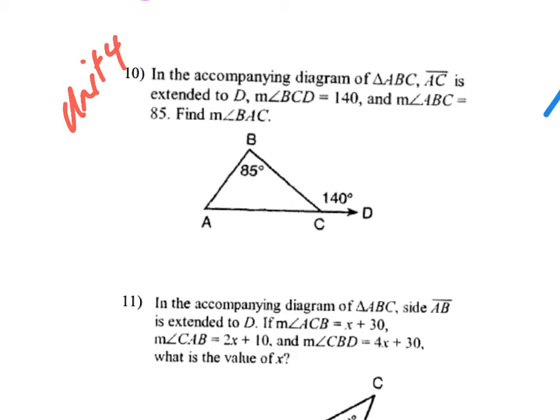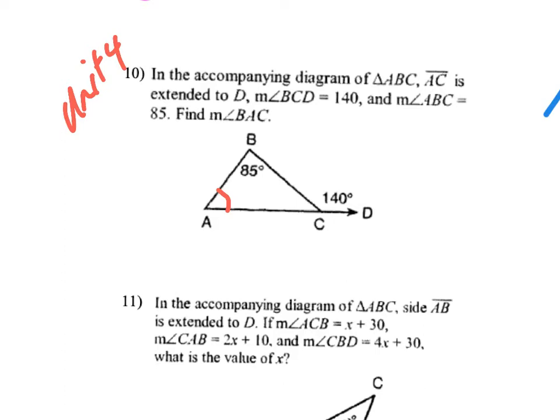In the accompanying diagram of triangle ABC, AC is extended to D, and the measure of angle BCD equals 140, and measure of angle ABC equals 85. Luckily, all that's already diagrammed and annotated for us. And we need to find the measure of angle BAC, which is this angle right there, right?